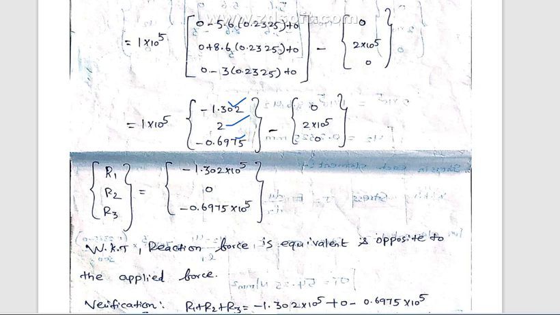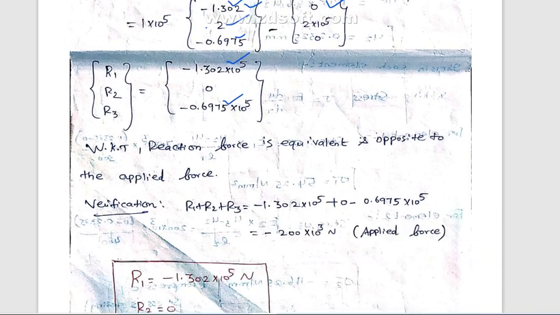Then you subtract this matrix from the force matrix. Therefore minus 1.302 minus 0 is this value, then 0, and minus 0.6975. Here 2 into 10 power 5 minus 2 into 10 power 5, one with a positive sign and the other with a negative sign, automatically comes to 0.